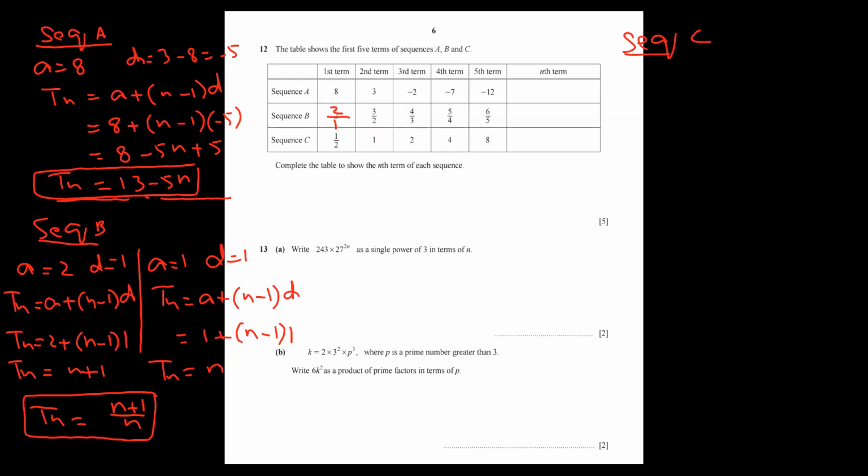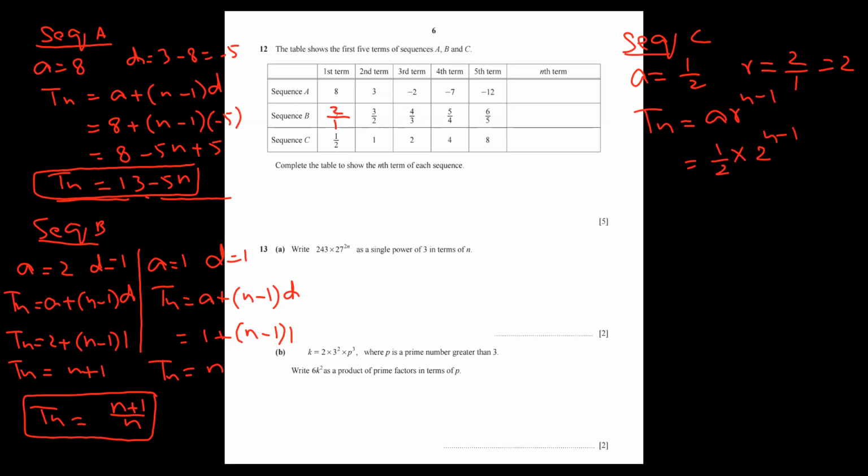So we multiply by 2. The first term is half, and the common ratio we always get as a later term divided by the previous term. So the third term by the second term, I got 2, or the fifth term divided by the fourth term, again I get 2. It's a little bit complicated for you, but still okay. So now what is the formula of the geometric progression? a times r to the power n minus 1. a is half and r is 2, with power n minus 1.